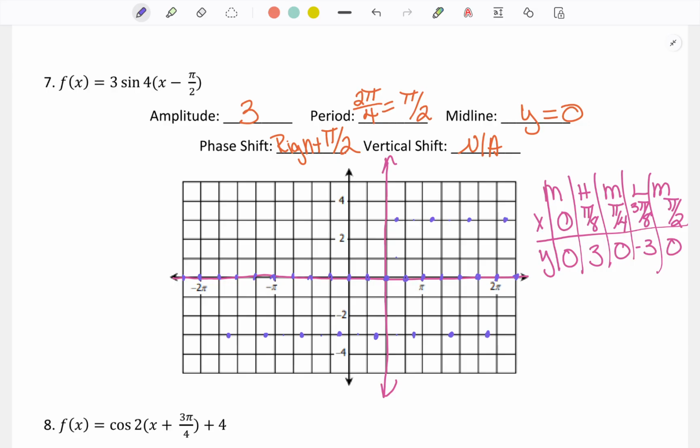Yes, we do have to graph it all. I know some of you guys are going, do we have to? Yes, we do. We need to cover our whole graph.